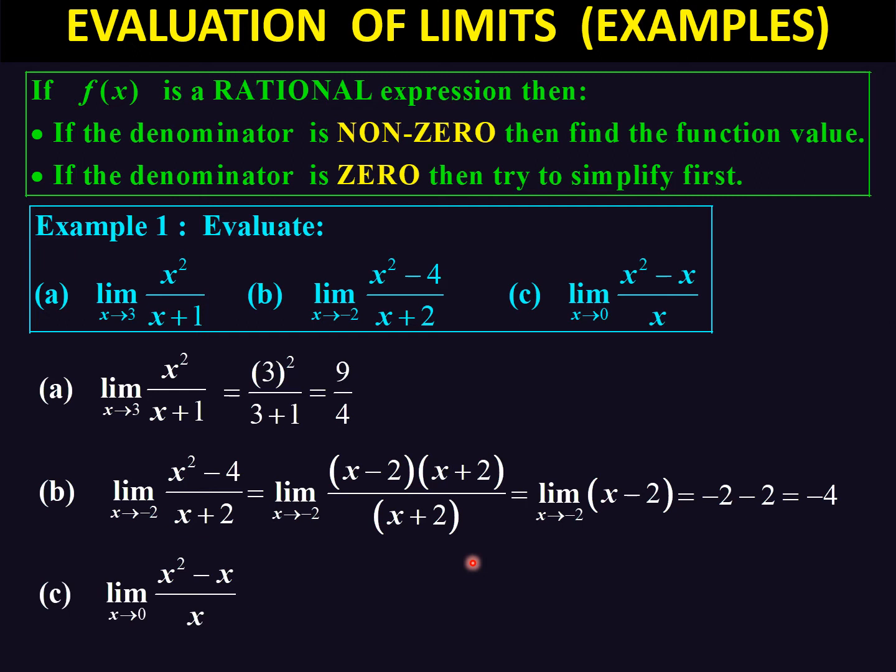Let's take this one. Again here, if I have a 0, that's a problem, so I rather simplify first. If I simplify that, I end up with x minus 1, which is now a polynomial. Because I have a polynomial, the limit of the polynomial is the same as the function value.